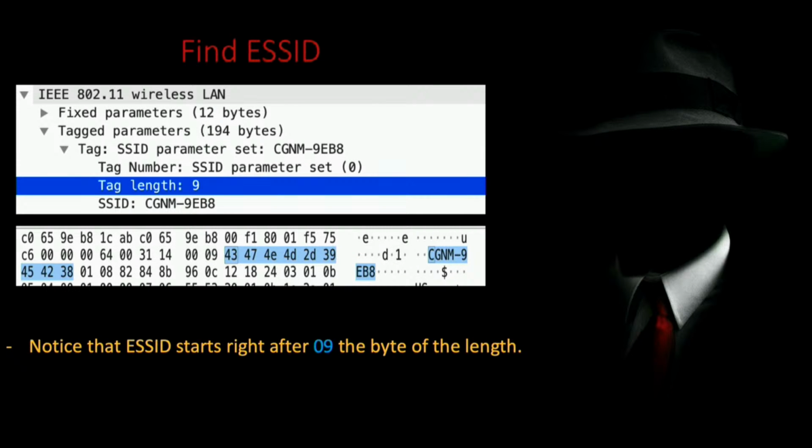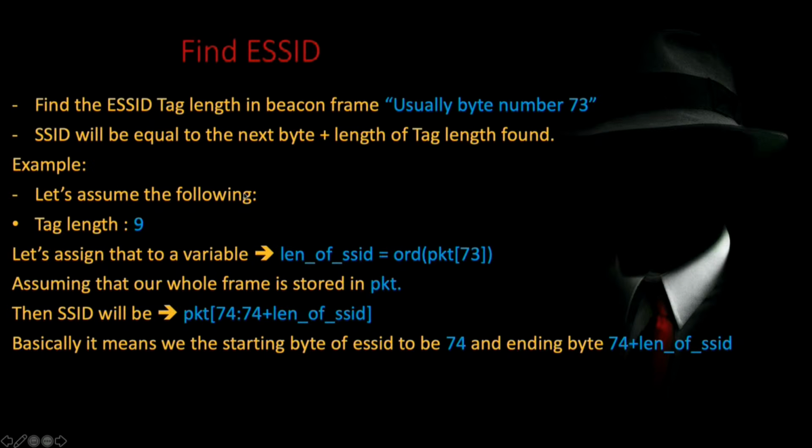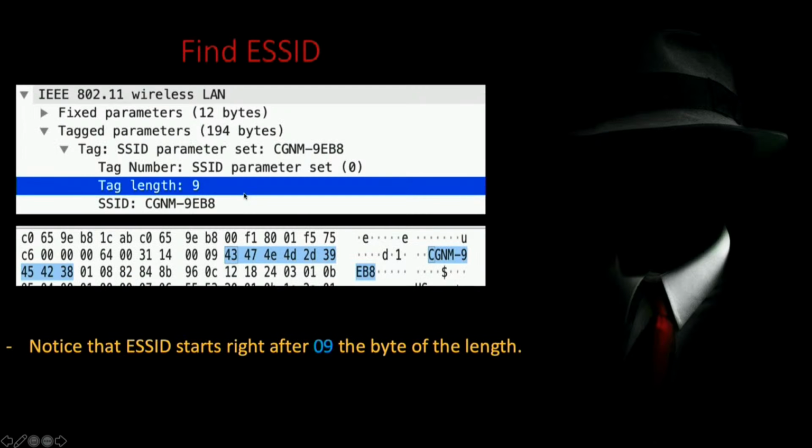So here, this is a different example. The SSID here is called CGNM whatever, like -9EB8. So the length of the SSID is 9. So if you go back here, it'll be 74 plus 9.